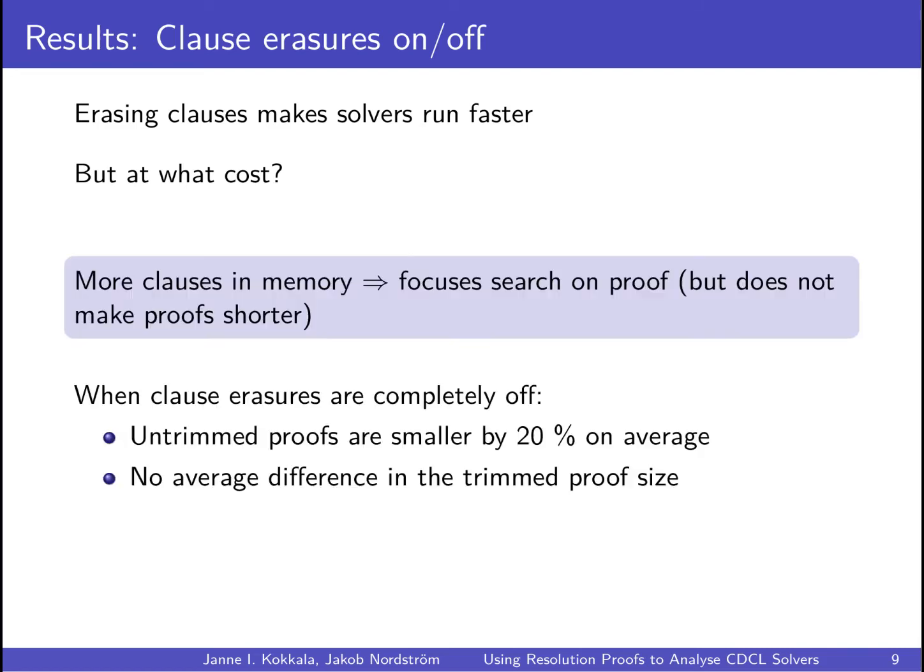And so we see that if clause erasures are switched completely off, then it seems that the solver can focus better. What I mean is that it seems that the trimmed proof size does not change, so the solver seems to be finding a similar proof, but the untrimmed proofs get clearly smaller, which indicates that there is much less wasted work by the solver.